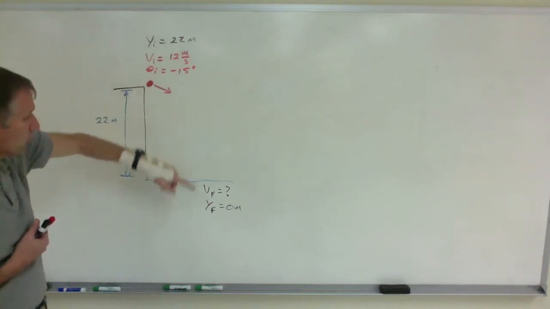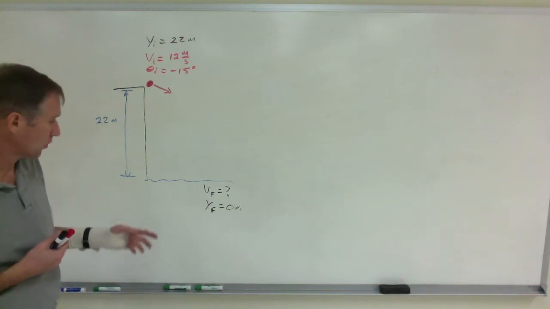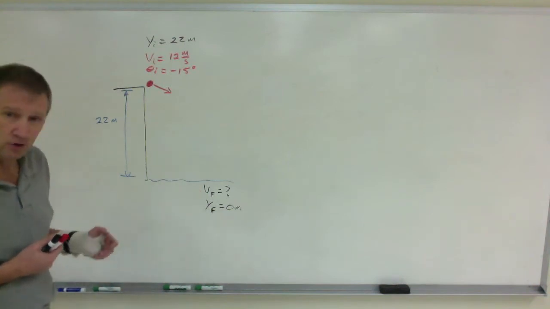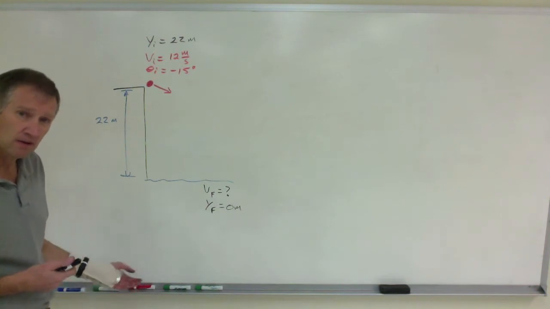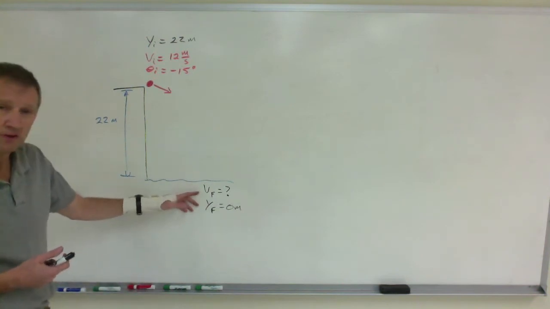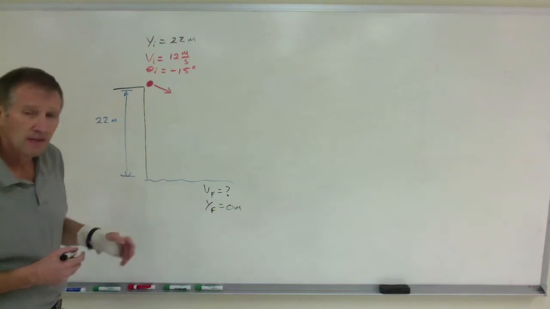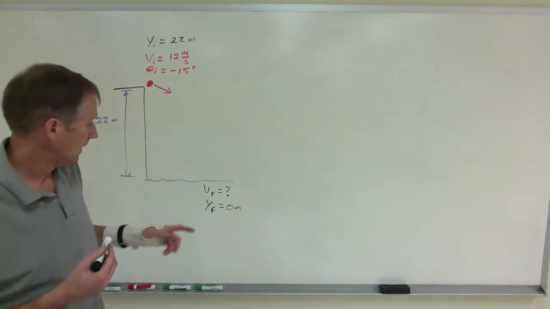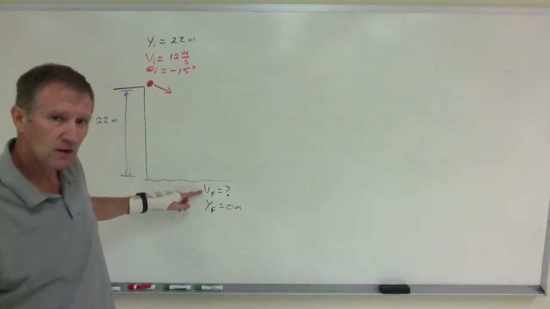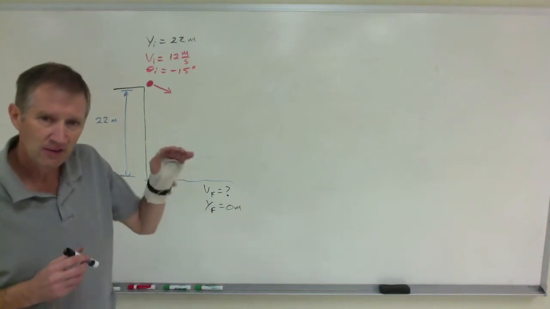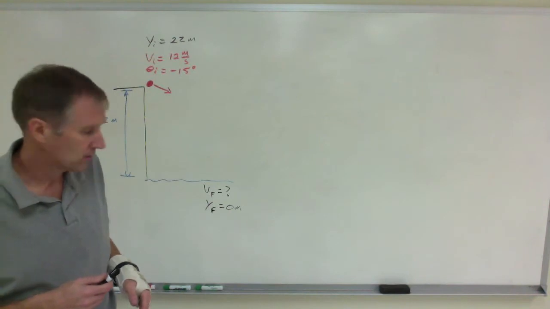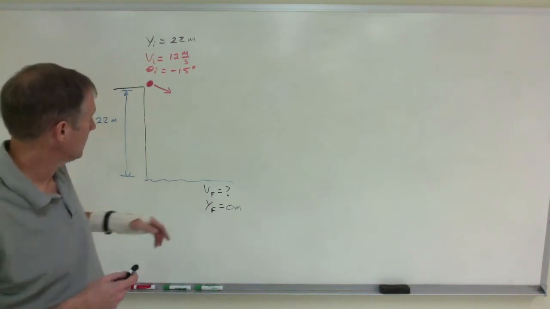The question is, with what speed does it strike the ground 22 meters below? This can be solved with kinematics, but that's a pain. So instead, we're going to solve it using energy conservation. I should add that I cannot find the direction of the projectile using this method, but I can find the speed with which it strikes the ground. So that's what we're going to solve here.